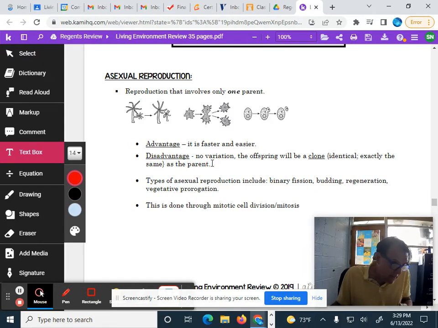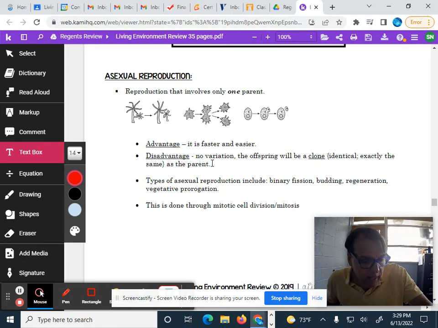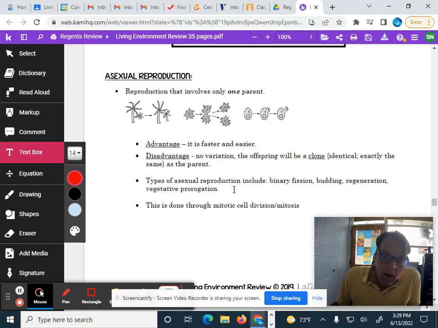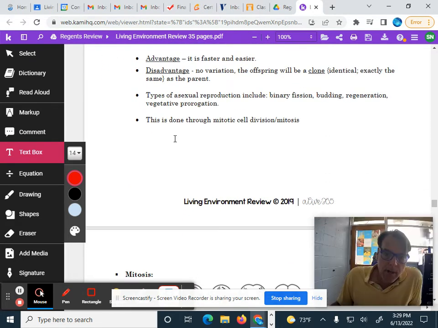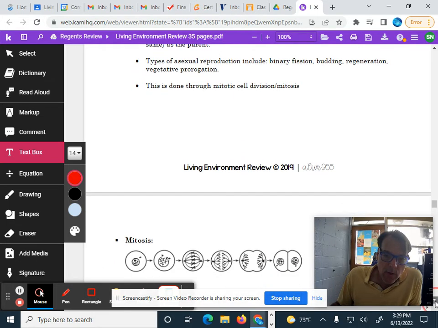So if there's some type of sickness or pathogen that affects the population and kills one, it'll probably kill all of them. Types of asexual reproduction we can talk about are binary fission, budding, regeneration, and vegetative propagation. Those are all ways of cellular asexual reproduction, and it's all mitotic cell division, which is mitosis.